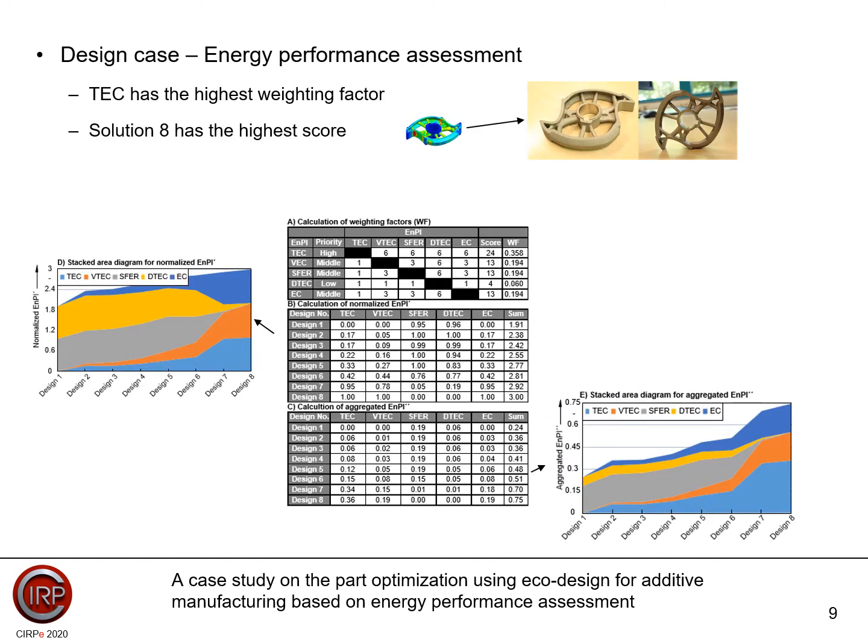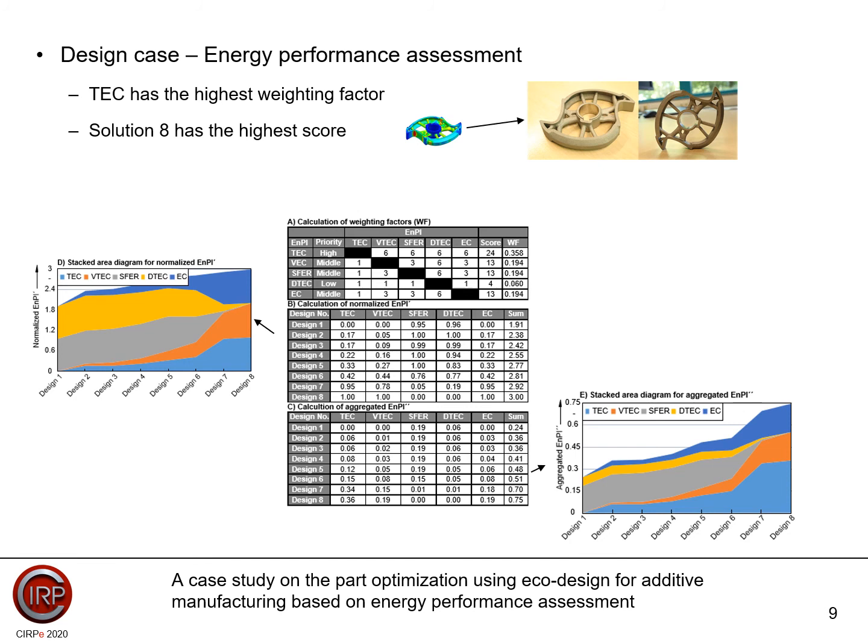This slide shows the result of the energy performance assessment through the pairwise comparison approach. Total energy consumption has been calculated as the indicator with the highest weighting factor. And after the normalization, from the stacked area chart on the left, it is seen that design solution 8 has the highest score, followed by design solutions 7 and 6 without significant difference.